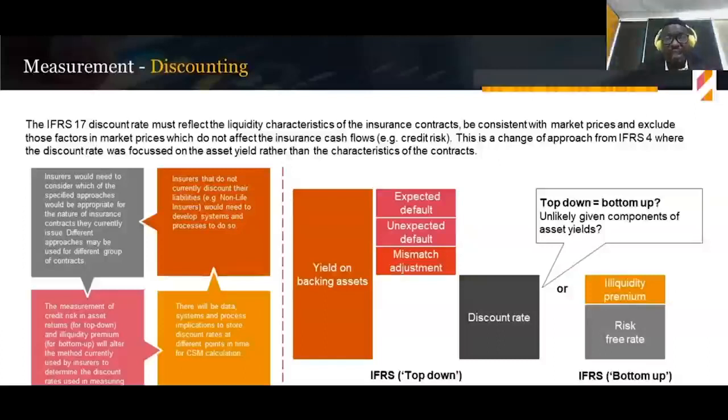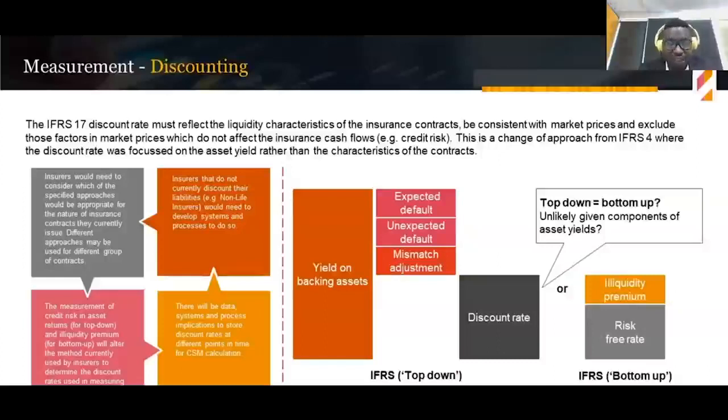So for me, this is a huge departure from what we currently do under IFRS 4. Insurers would need to consider which of these two approaches we want to use. So maybe we're not going to use the top-down approach, but we use the bottom-up approach, which is simpler for us to use. Which of these approaches do we already have information about that we can actually easily compute and use?